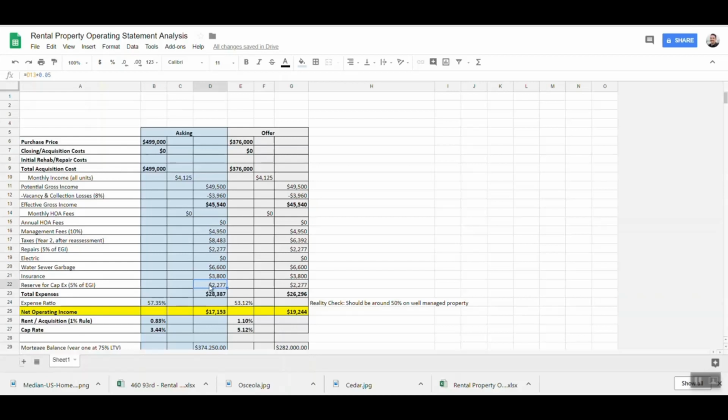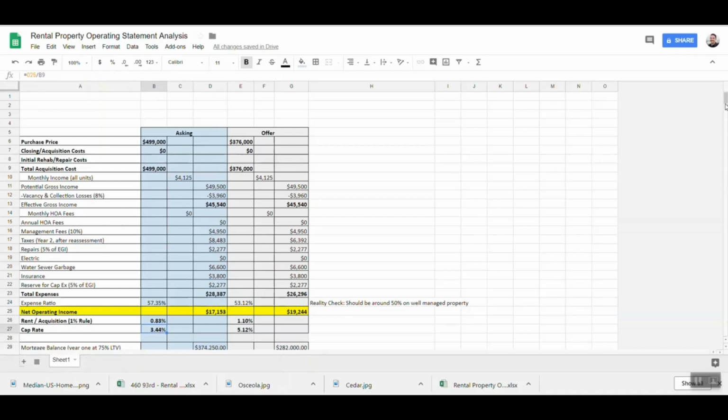That gives us total expenses of $28,387 and an expense ratio of 57%. Now, I told you expenses should come in somewhere around 50%, so that seems a little high. We're going to leave it at that and continue with our analysis. That gives us a net operating income of $17,153. Looking at the 1% rule, that's only 0.83. That's below 1%, and we already knew that was bad. We talked about that at the beginning. And that gives us a cap rate of 3.44%. That's not exciting at all.